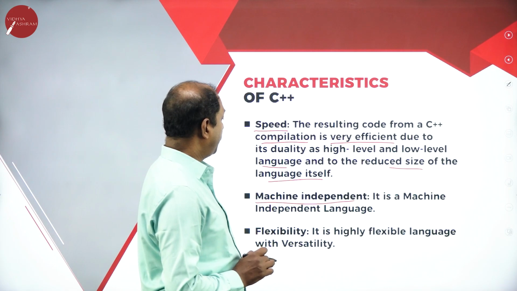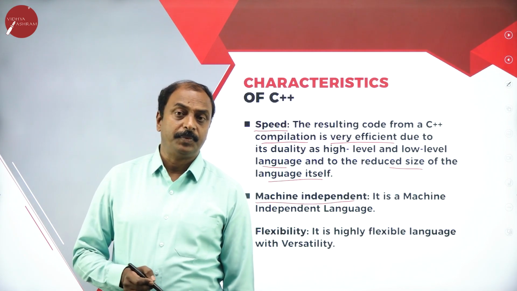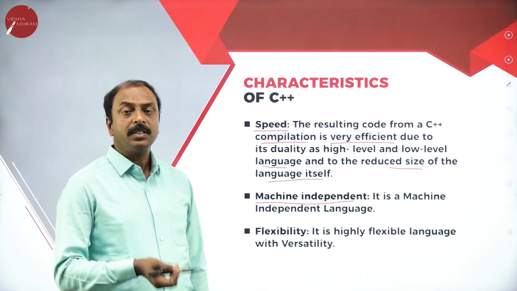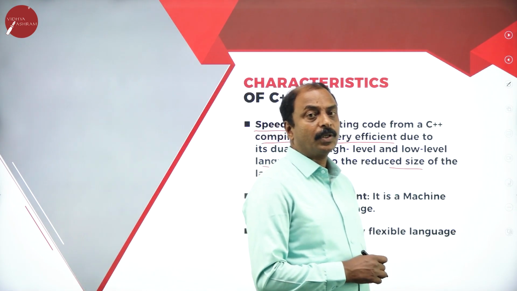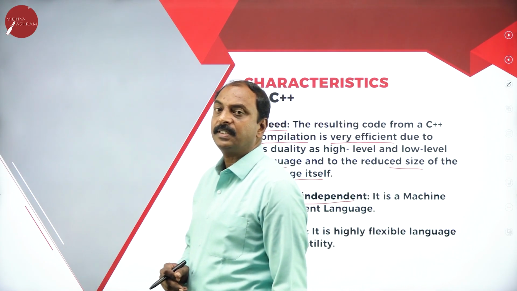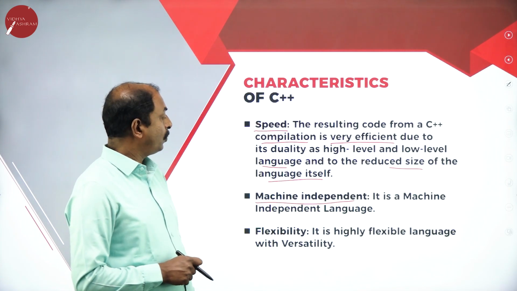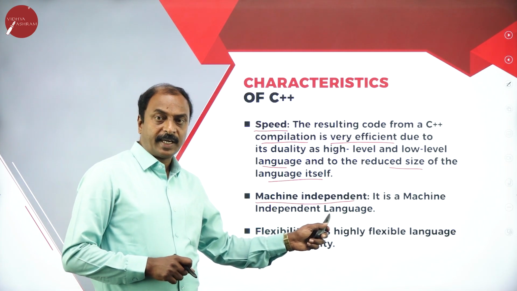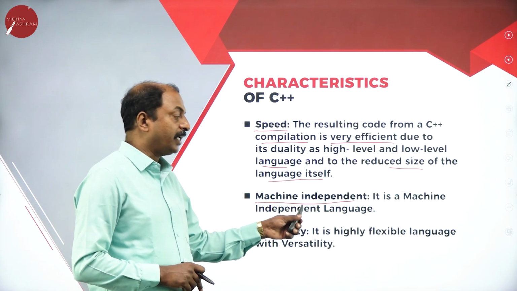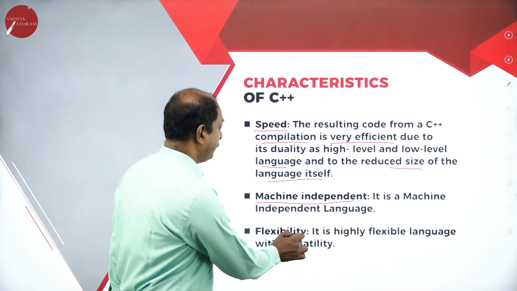Next one is machine independent. So what is machine independent? Once a program is written on one computer or system, it may not run on some other system. That is the meaning of machine dependent. Actually, programs in machine level language are machine dependent programs. Now C++ is a high level language, so programs written in a high level language which run on different computers with or without change, that is the meaning of machine independent.